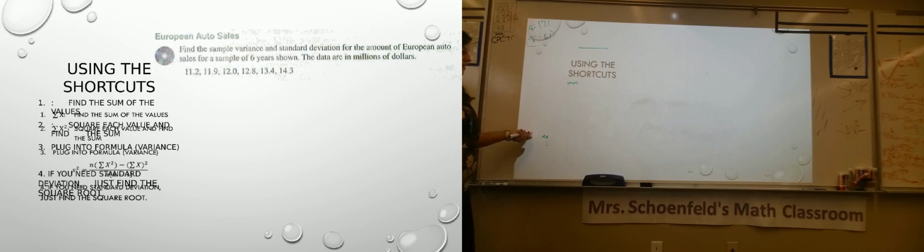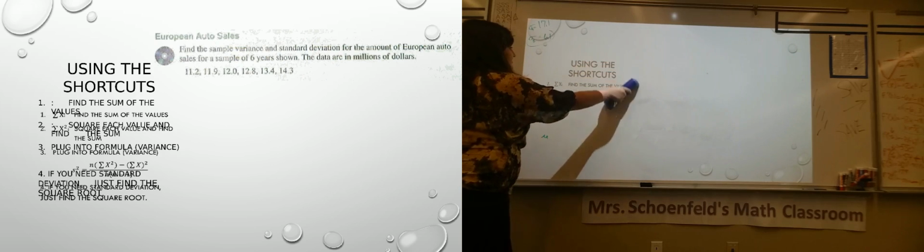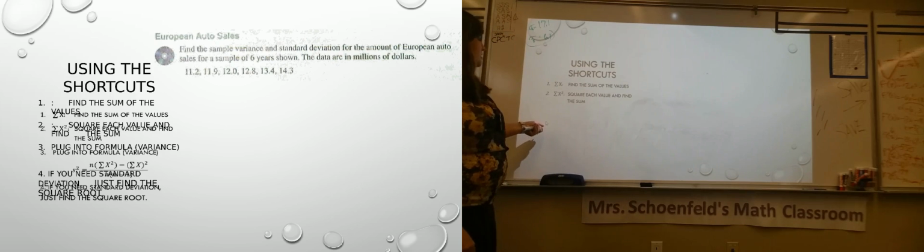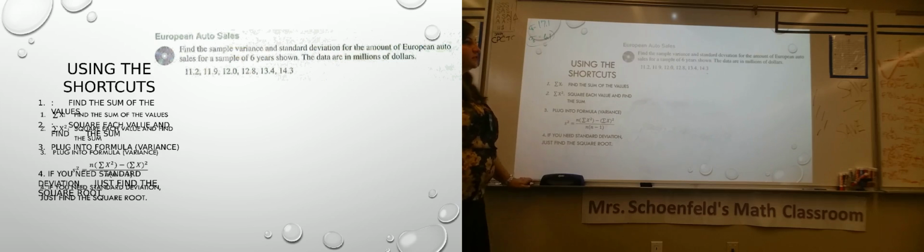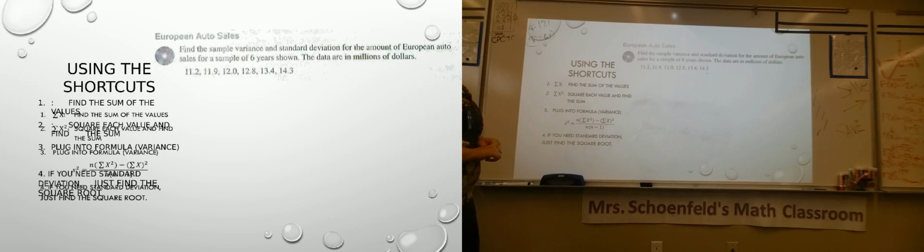Okay, so now we're going to use those shortcuts. The first thing we're going to do is find the sum of the values. Then we're going to square each value, find the sum, plug into our formula. Then we'll need to do the square root if it asks us to. So find the sample variance and standard deviation for the amount of European auto sales for a sample of 6 years shown. The data are in millions of dollars.